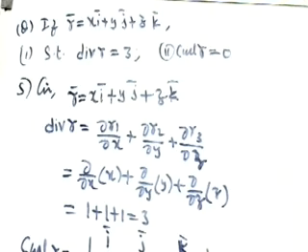Now see the next question. If r equals xi plus yj plus zk, we have to prove divergence of r equals 3, curl of r equals 0.